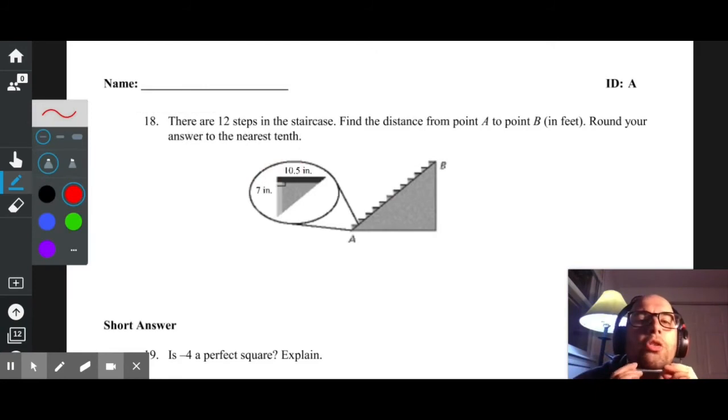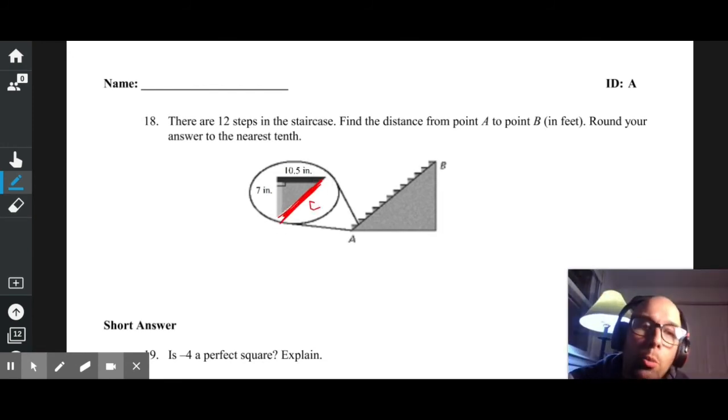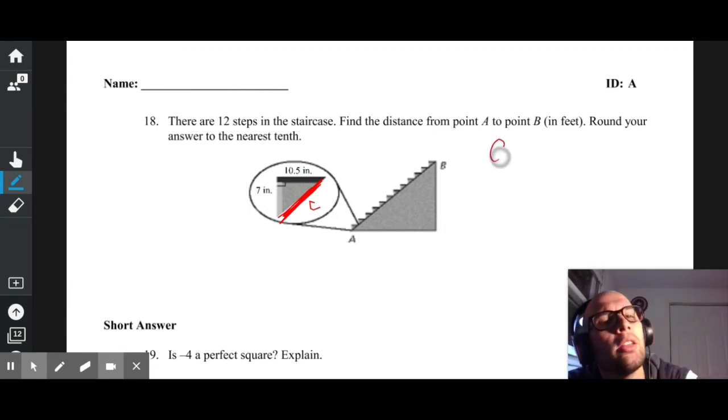There are 12 steps in this staircase. Just like in a whole lot of programs, there are 12 steps. Find the distance from point A to point B. Ugh. It's not that bad. It looks like each step has a diagonal distance right there. I'm going to call it C. Why? Well, because it's the diagonal. It's the hypotenuse. I'm using good old Pythagorean Theorem for like the 1 billionth time today.